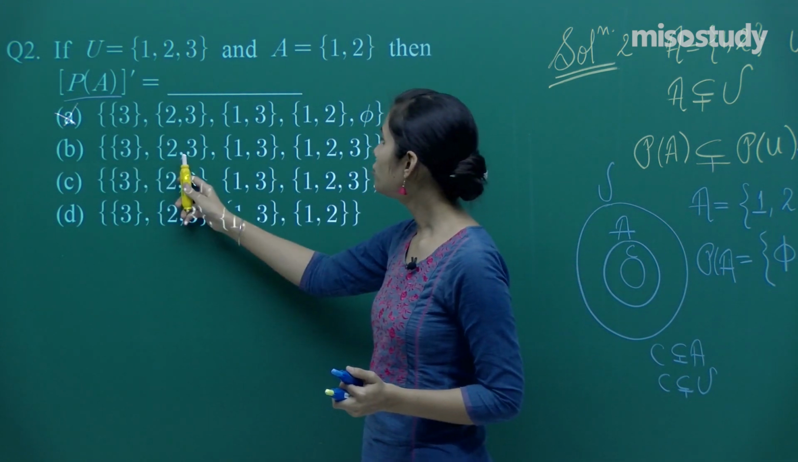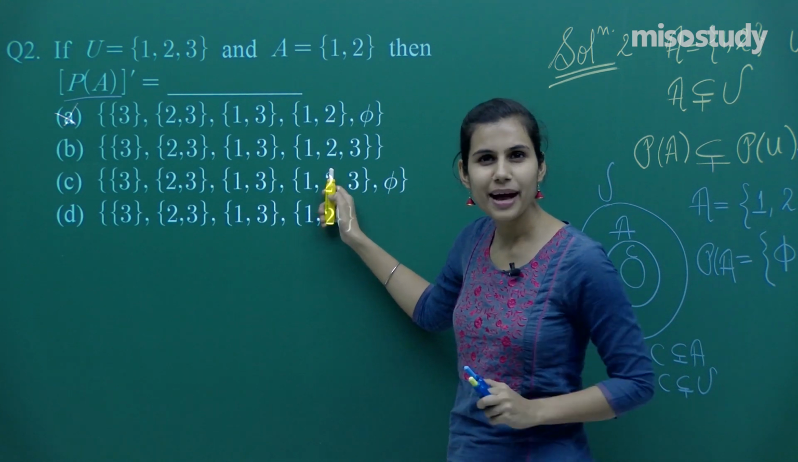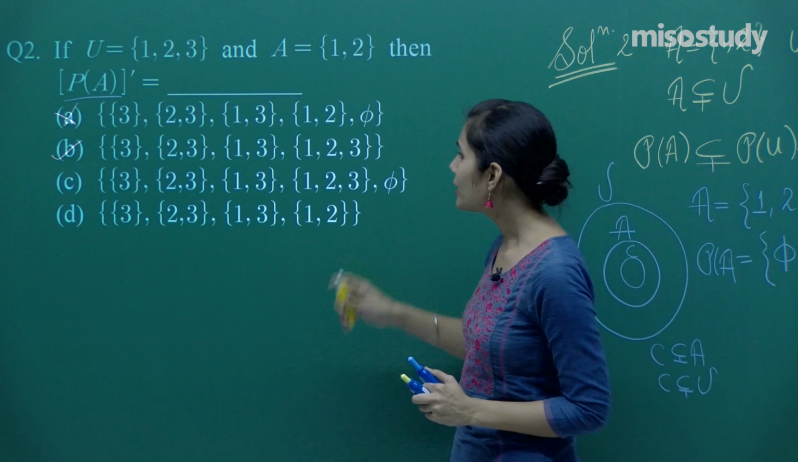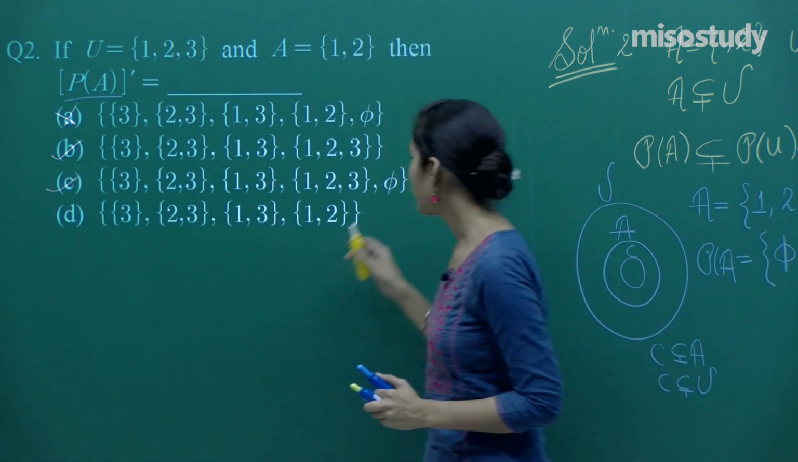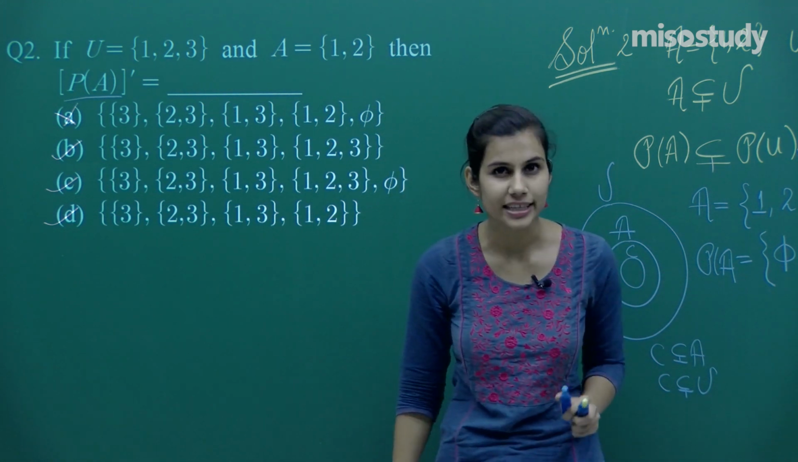Singleton {3}, {2, 3}, {1, 3}, {1, 2, 3}. This perfectly matches with what we have and therefore B is the correct option. You can check that even C is wrong because it has phi in it and D is wrong because it does not have {1, 2, 3} in it.